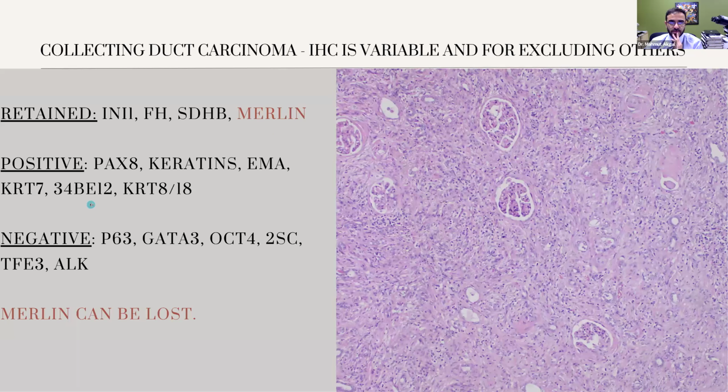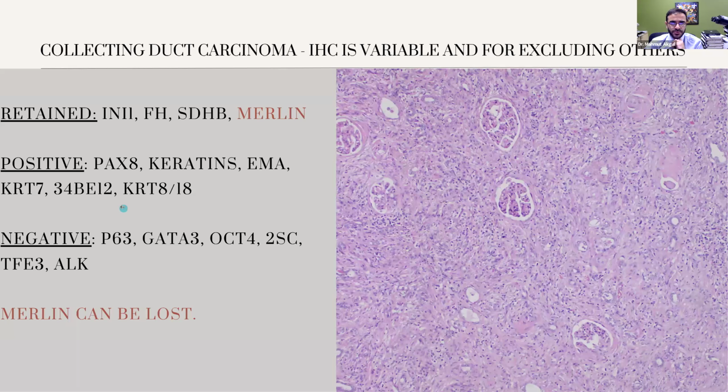Positive immunohistochemical assays include Pax8, keratins, EMA, but again, in collecting duct carcinoma, you don't necessarily use immunohistochemical assays to diagnose it, but to exclude others, because diagnosis of exclusion of other tumors is one of the diagnostic criteria for collecting duct carcinoma. You have to exclude urothelial carcinomas and other aggressive tumors we are going to mention later.